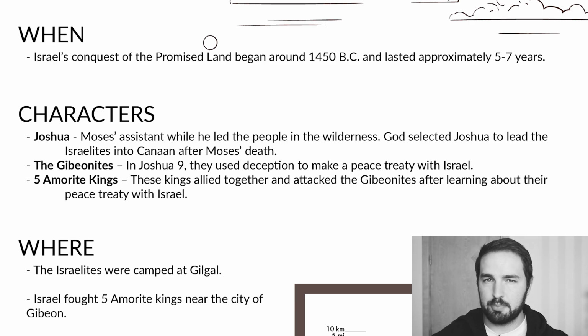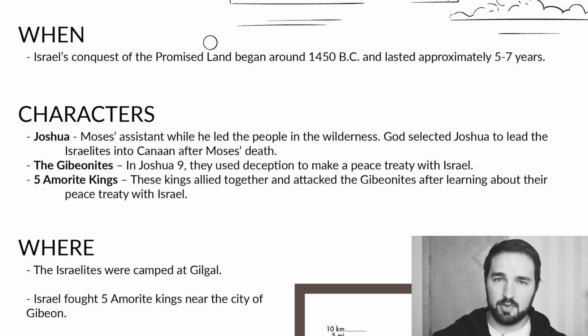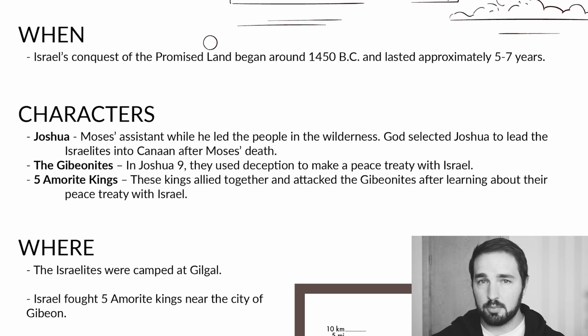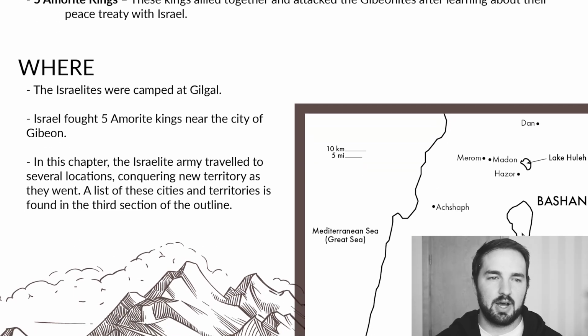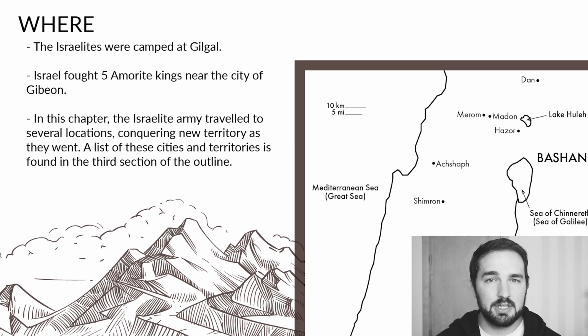They used deception to make a peace treaty with Israel, which comes into play in this chapter when we meet our last main group of characters, and that's the 5 kings of the Amorites. The 5 kings of the Amorites allied together and they attacked Gibeon after hearing that the Gibeonites had made a peace treaty with Israel.